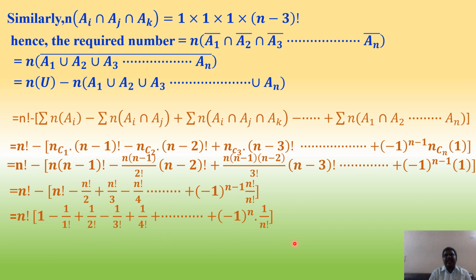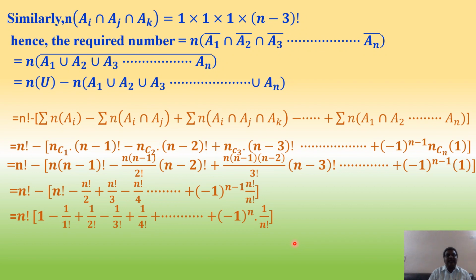What is your Ai? Ai denotes the set. In a set, what are there? In a set, elements are there. What are the elements here? Distributions. One distribution is one element. What is the distribution? Distribution of letters to what? Envelopes, such that your letter Ai goes to the correct envelope. That is the definition of my Ai.